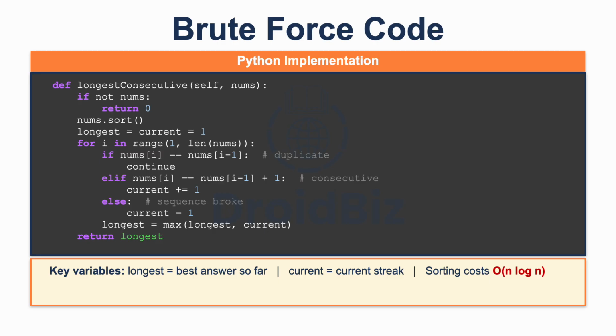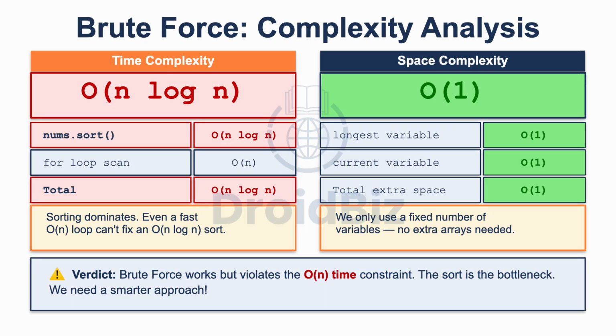The key cost here is the sort, which takes big O of n log n time. We will improve on this next. Now, let us analyze the complexity of the brute force approach. Starting with time complexity, the dominant cost is the sort. Sorting takes big O of n log n time, where n is the number of elements in the array. The for loop scan after sorting is just big O of n. It visits each element once. When we combine them, the total time is big O of n log n because the sort dominates.